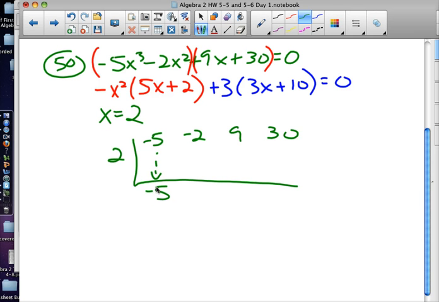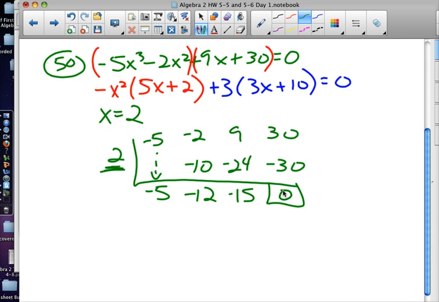So I bring down the negative 5. And then remember, outside the box you multiply by the number out in front, which is a. So I'm going to multiply negative 5 by 2 and I get negative 10. Inside the box we always add by columns, so that will be negative 12. Then 2 times negative 12 is negative 24, and I add inside the box, and that gives me negative 15. Multiply the negative 15 by 2 and you get negative 30.